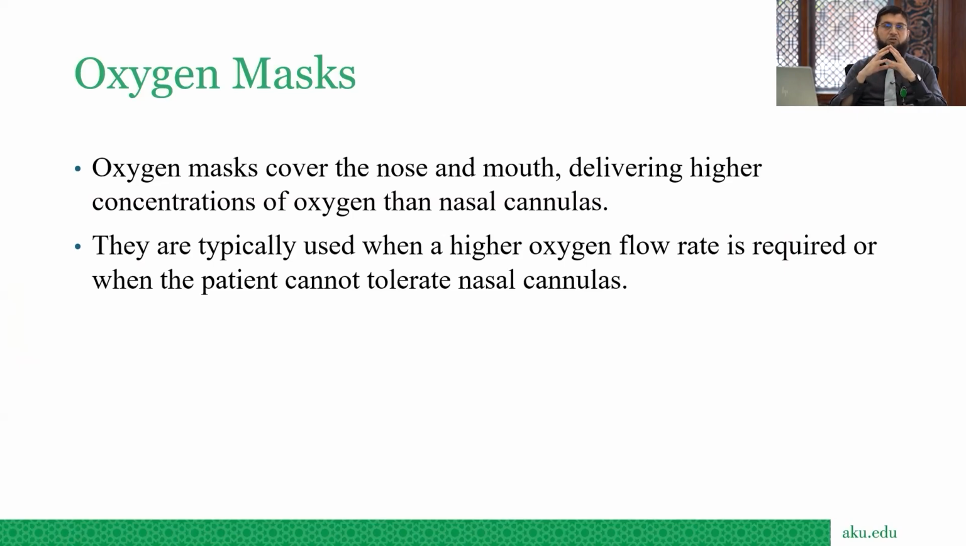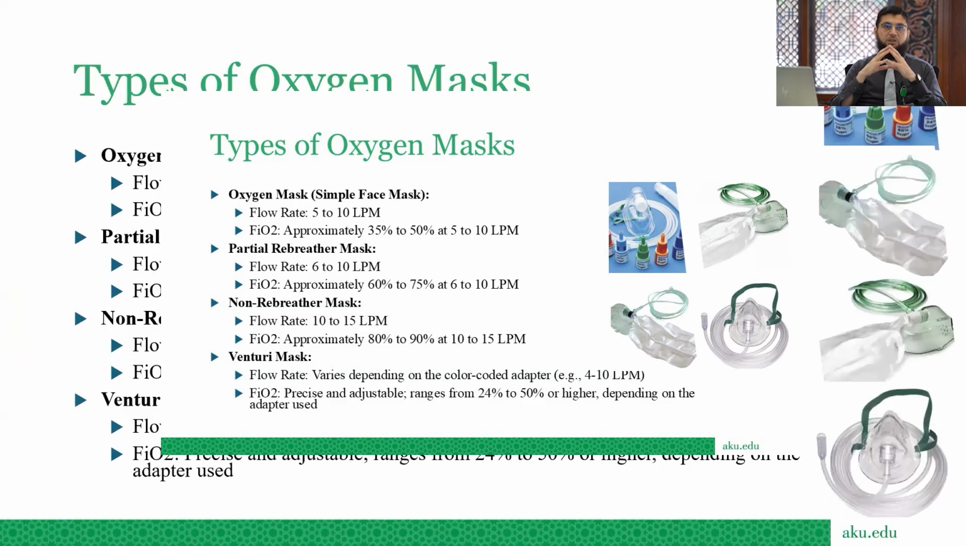That is the oxygen simple face mask that usually requires a flow rate of 5 to 10 liters per minute, and approximately 35 to 50% of oxygen can be given from that. Partial rebreathing mask, with a flow rate of 6 to 10 liters per minute, provides 60 to 75%.